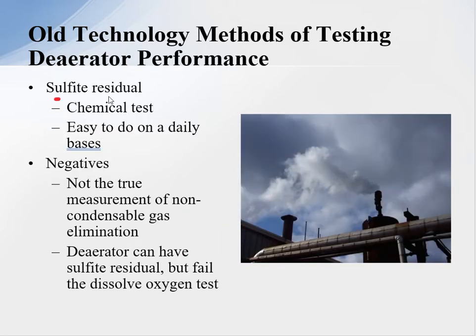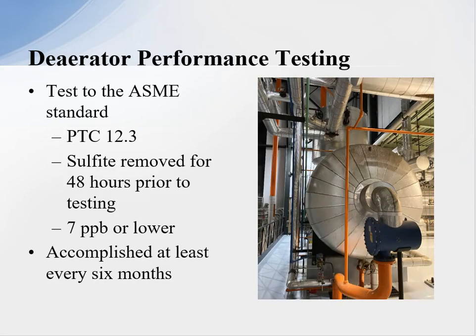The other method is sulfite residual. We do that chemical test daily, typically, and it tells us that we have a sulfite residual, but it doesn't tell us that we have removed the non-condensable gases. The deaerator can have sulfite residual but fail the dissolved oxygen test. Therefore, we need to be looking at the deaerator performance. And the thing is that the deaerator, we test it to the ASME standard for testing deaerators, which is PTC 12.3.